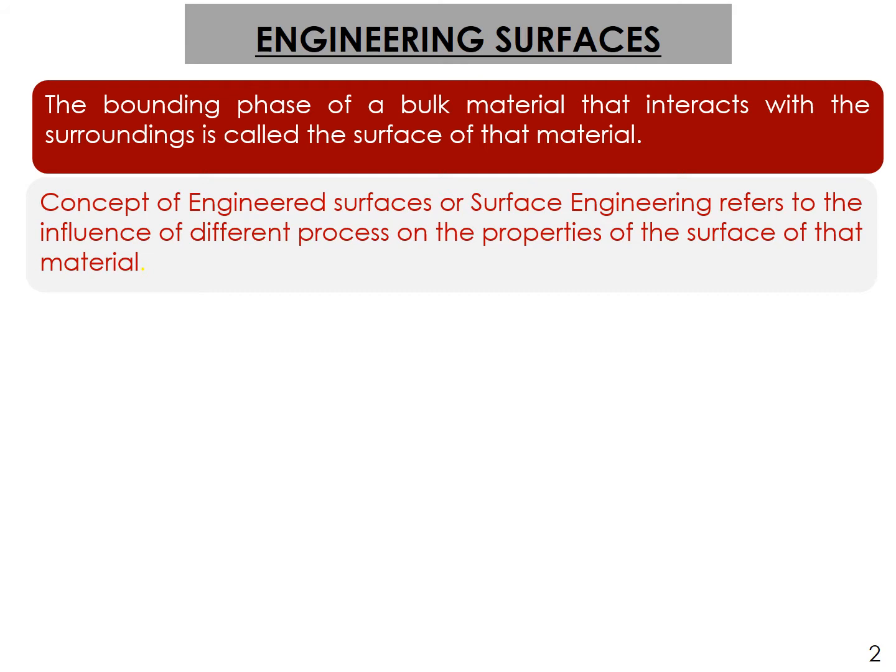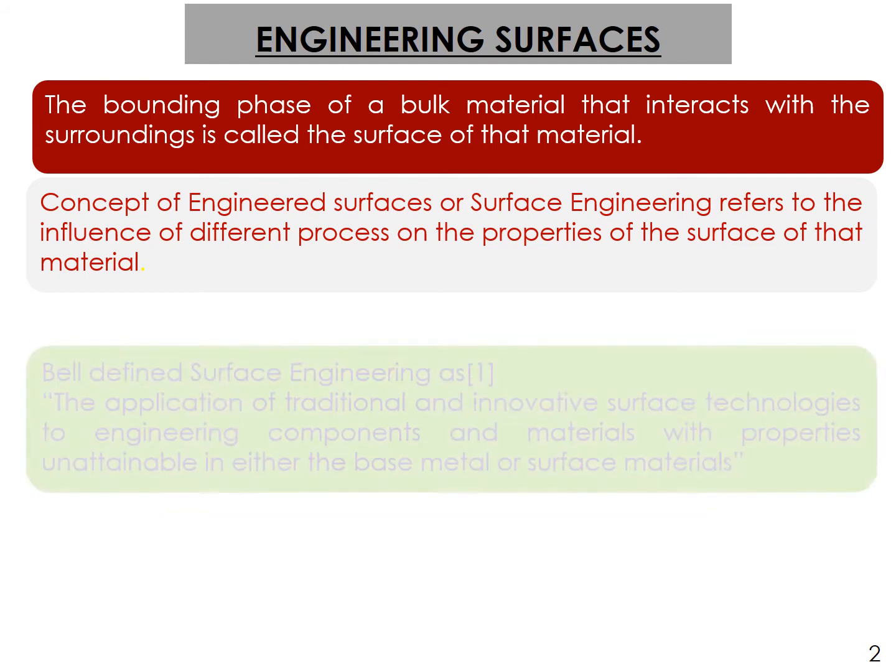So basically, this term refers to the influence of different processes on the properties of the surface of that material. The main objective here is, as I told you, to modify the properties of that material. We are not modifying the properties in bulk, but just the properties of the surface of that material so that the desired purpose is served. That way it is cost effective also. Instead of changing the whole bulk material, we are just modifying the properties of the surface.